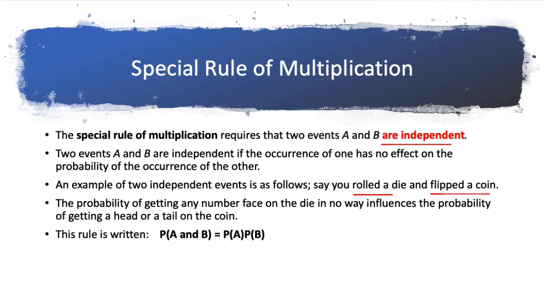The probability of getting any number face on the die in no way influences the probability of getting a head or tail on a coin. The rule is written as the probability of A and B. So the key word in all our rules of multiplication is the word and, right? Because we're calculating a joint probability. It is going to be found by doing probability of A times probability of B. So as I mentioned earlier, we're really looking at the ordering of the events. In this case, we're saying event A happens first, and then event B happens second.